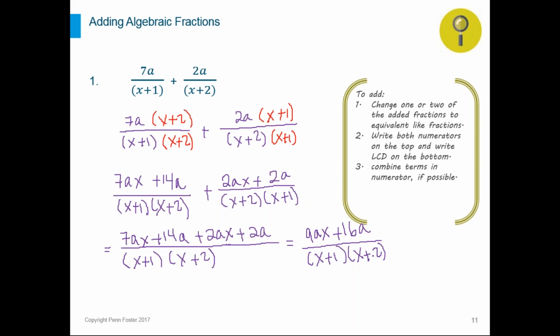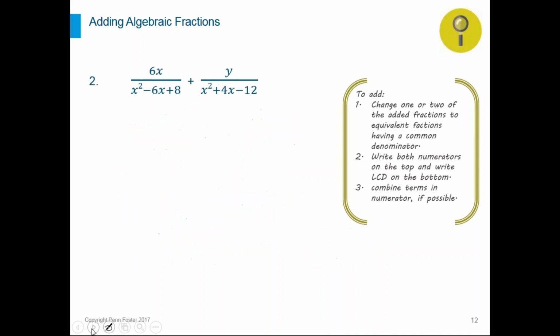Any question? Anything that was not clear on how to add two algebraic fractions? Okay, let's move on to a different kind of addition that we may have to do an extra step for. We have 6x over a trinomial, x squared minus 6x plus 8, plus y over another different trinomial, x squared plus 4x minus 12.